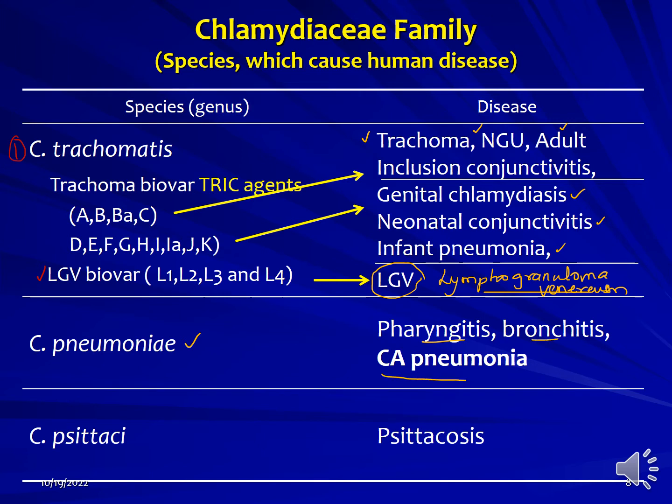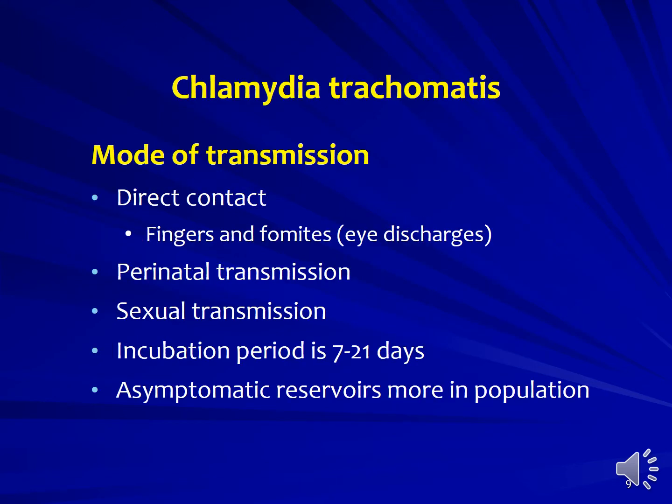Then Chlamydia pneumoniae is another important species which is responsible for pharyngitis and bronchitis. The most dangerous form of this disease is community acquired primary atypical pneumonia. Next one is Chlamydia psittaci, which is responsible for psittacosis, primarily in birds. Later they may get transferred to human beings. Now we will see about the Chlamydia trachomatis.